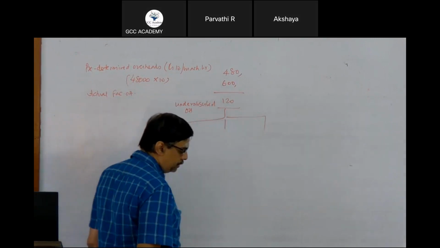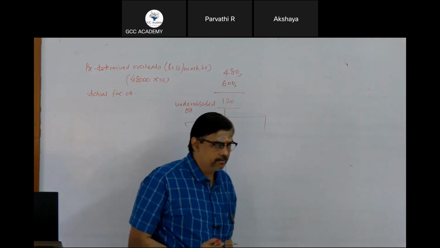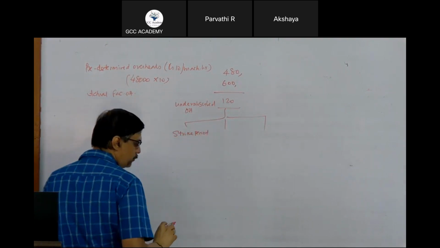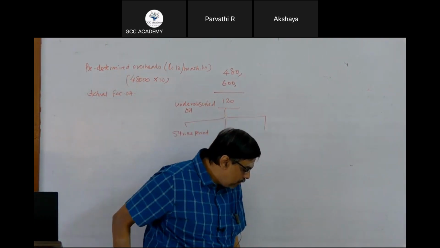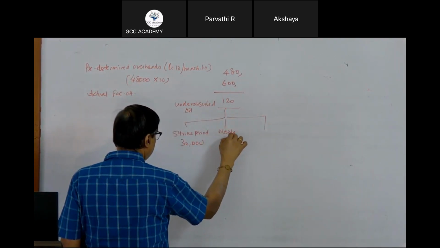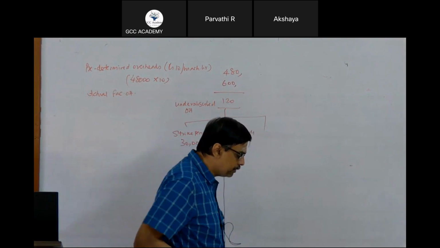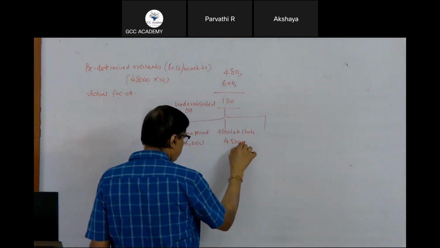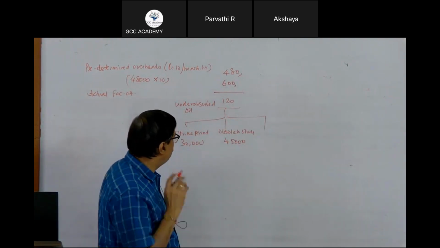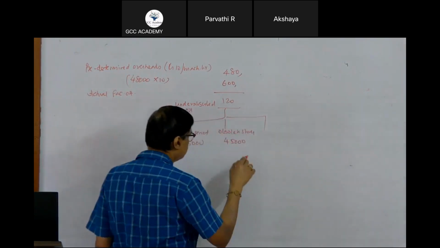Out of this, there is a one-time wage settlement, wage for strike period available, 30,000. Then obsolete stock written off, 45,000. So these are going to be abnormal reasons. You can transfer it to costing P&L. So 120 less 30 less 45, the balance is there. This is normal.